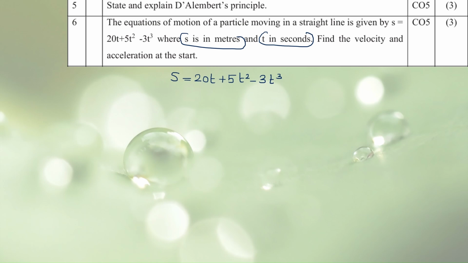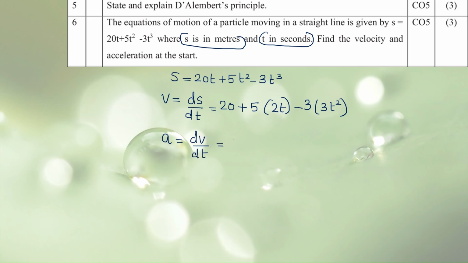Okay, so this is our equation of motion, that is the equation for displacement. So we can find the equation for velocity, that is v is equal to ds divided by dt. So 20 plus 5 into 2t minus 3 into 3t square. And acceleration can be written as dv by dt, that is equal to 10 minus 9 into 2t.